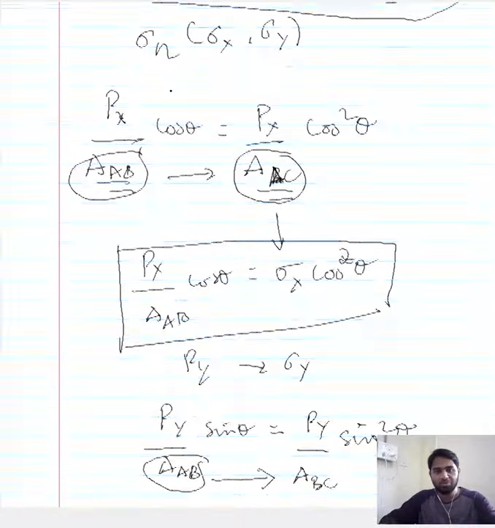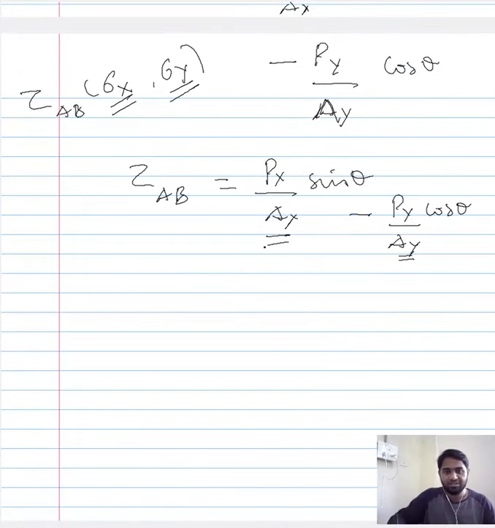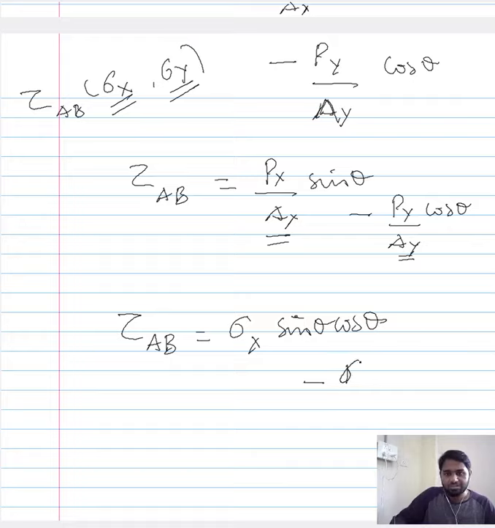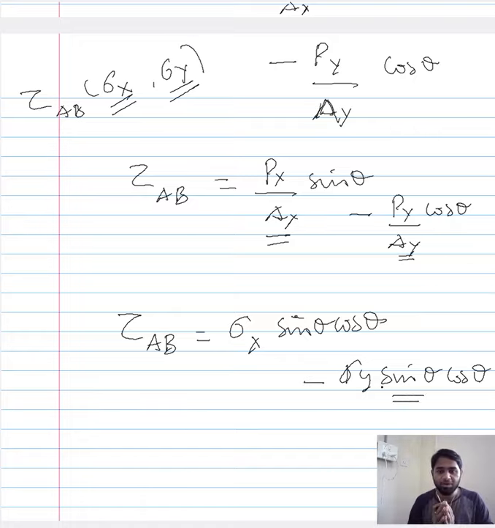When you substitute those areas in this expression, you end up with an expression wherein the shear stress acting along AB would be sigma x sin theta cos theta minus sigma y sin theta cos theta. So this sin theta here comes from the area that is perpendicular to the loading direction y, and the cos theta here comes from the area that is perpendicular to the loading direction x.